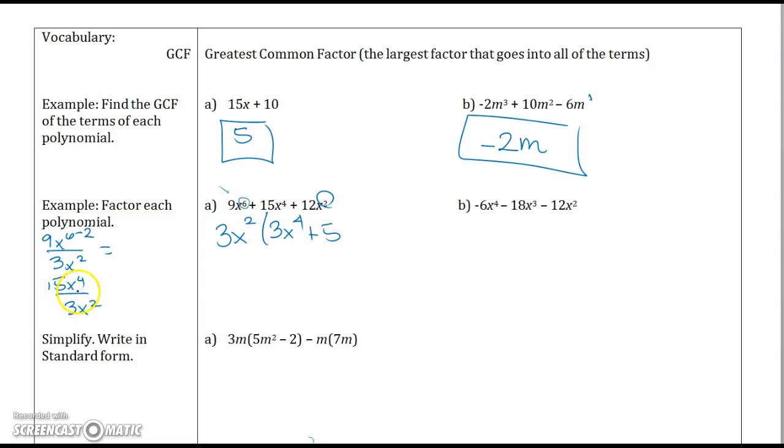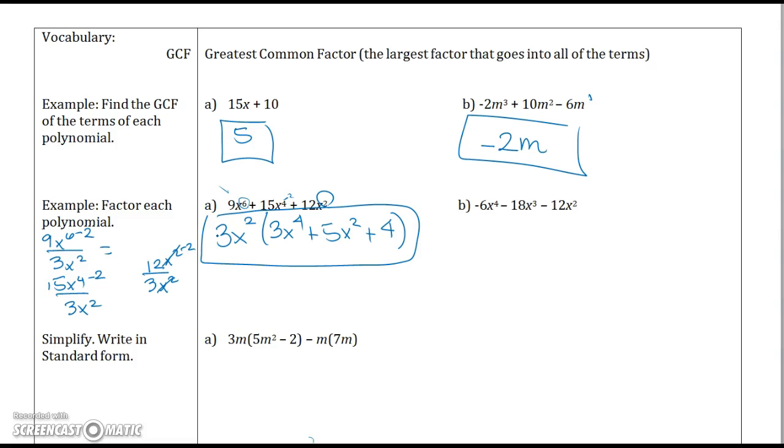I still have some x's left over because 4, I only took off 2, so I'm only subtracting 2 from this 4. So x squared is left. Plus, then you're going to divide 12x squared by 3x squared. 3 goes into 12 4 times. I close my parentheses. Why? Because these x's cancel out, like 2 minus 2, 0. There's no x's left for this 4. That's your final answer for that one.